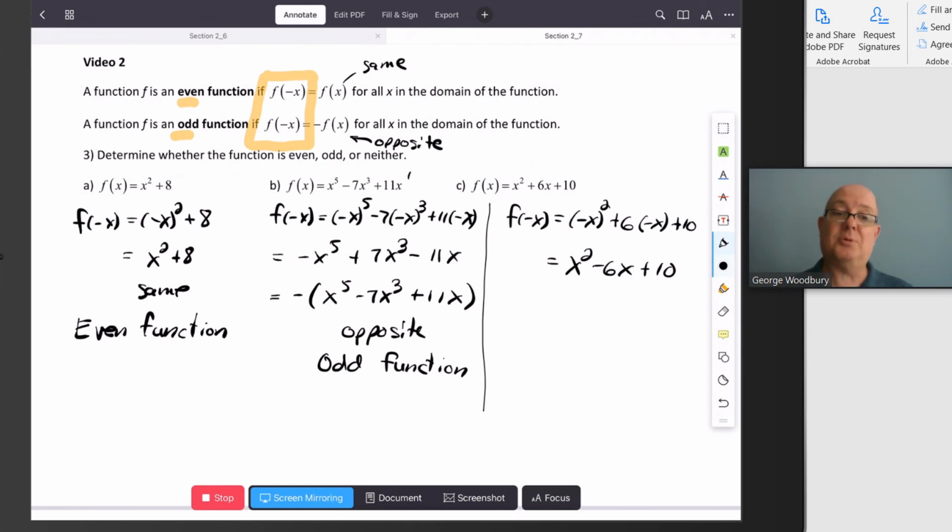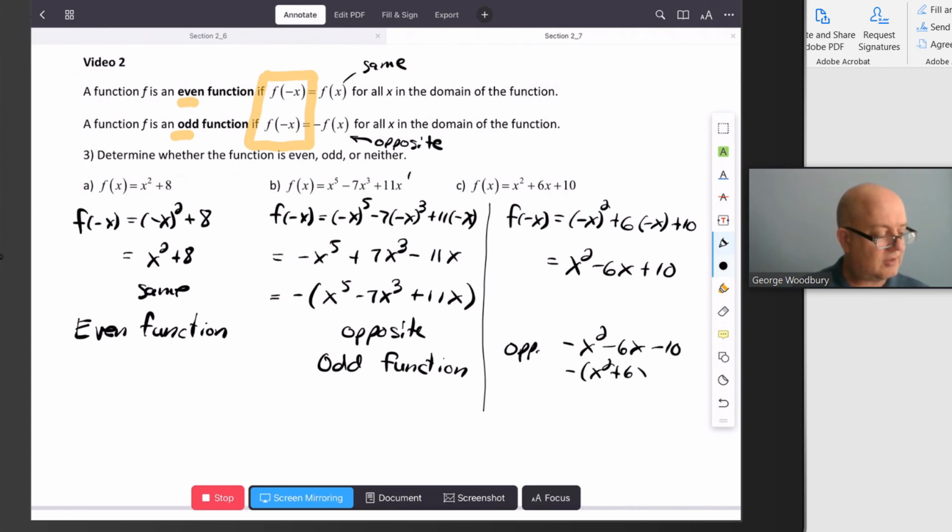It's not the opposite either. The middle term is the opposite, but the other two are not. We would have to see something like negative x squared minus 6x minus 10, or the opposite of x squared plus 6x plus 10. And we don't have that either. So we just say that it's neither odd nor even.